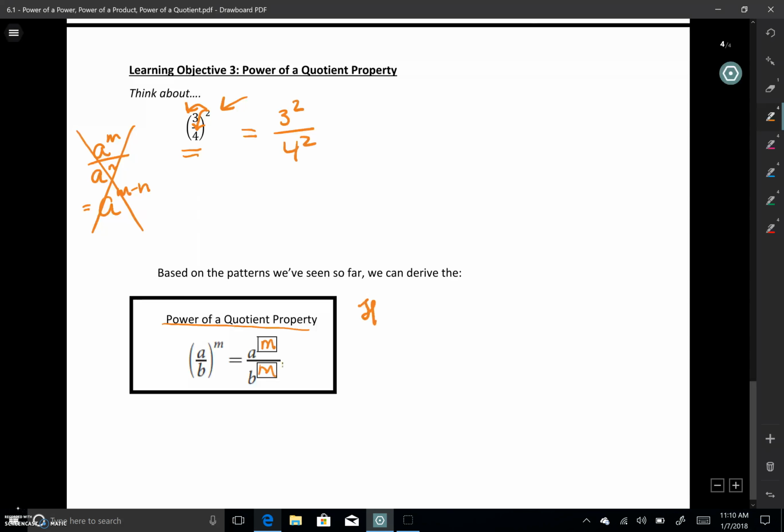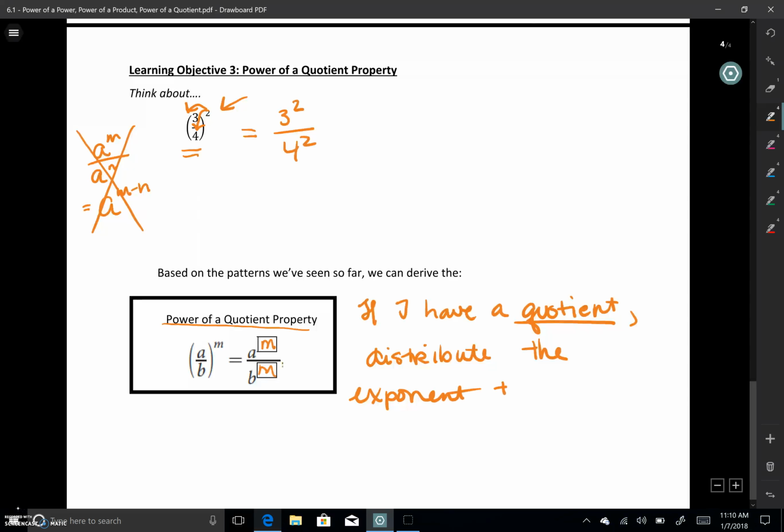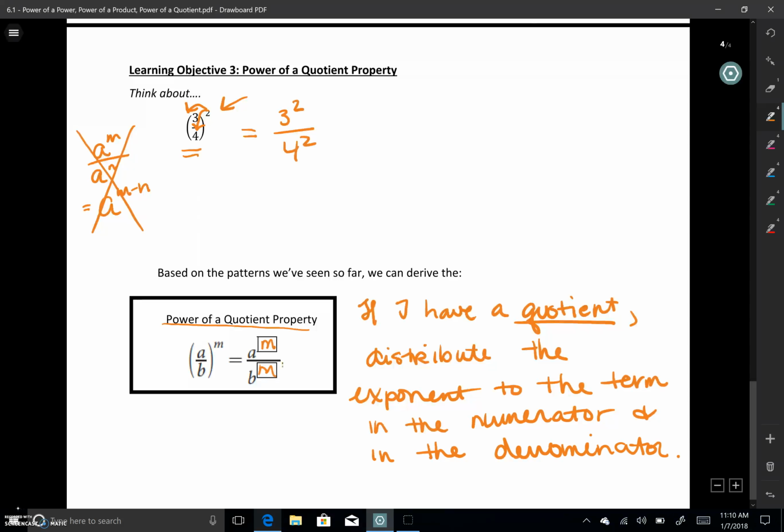So again, if I have a quotient, meaning a fraction or two things being divided, distribute the exponent to the term in the numerator and in the denominator. And that's it. So this completes all of the properties of exponents that we're going to be learning.